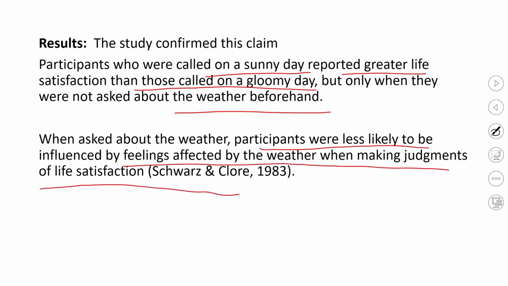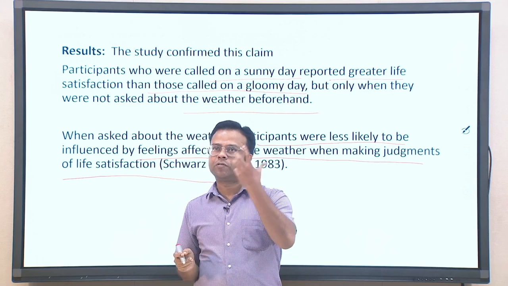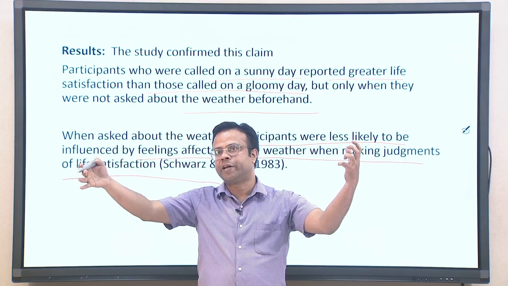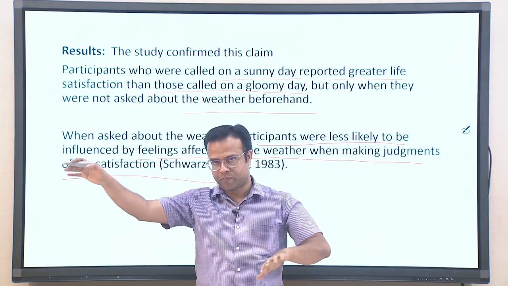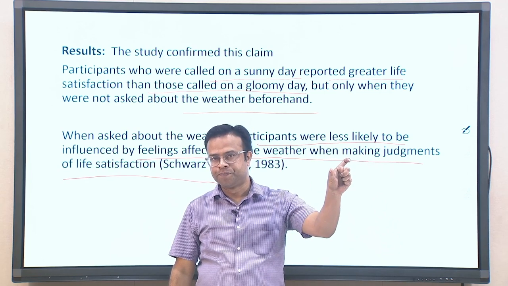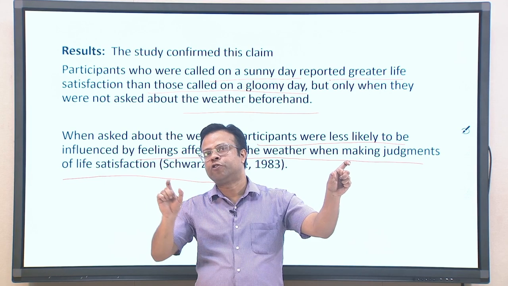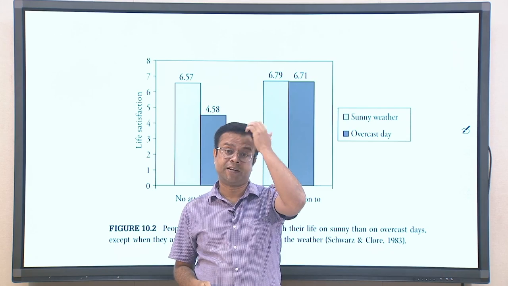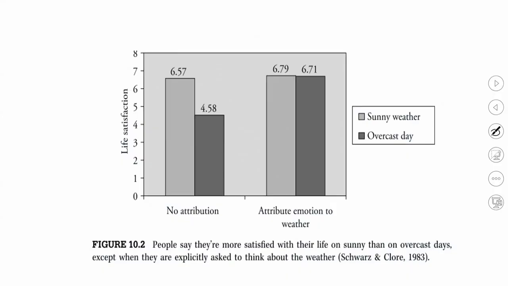So, basically they are saying that if you become aware that an emotion is generated from something else, then it may not influence decision making in some other context. So, if emotion is generated from situation X, and you are aware of it, then probably this emotion will not influence your judgment on situation Y. This was the data showing how sunny and gloomy days made a difference in the two conditions. When the weather was not asked about, there was a difference.